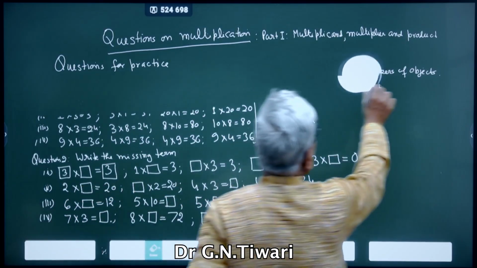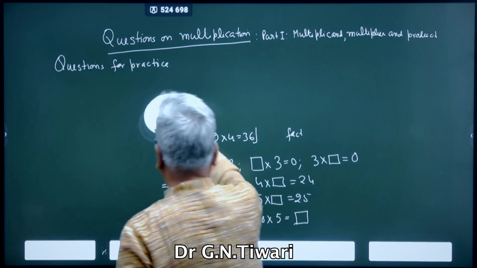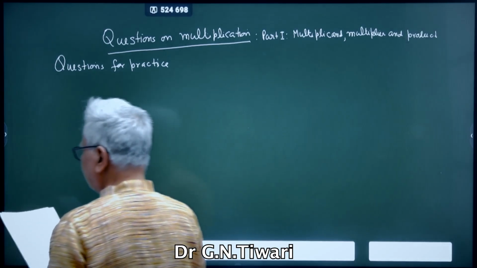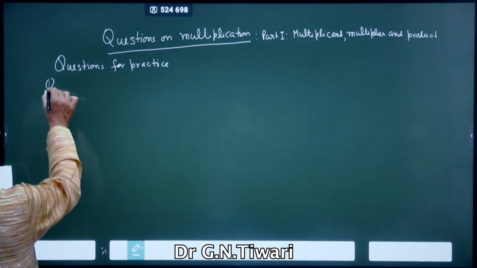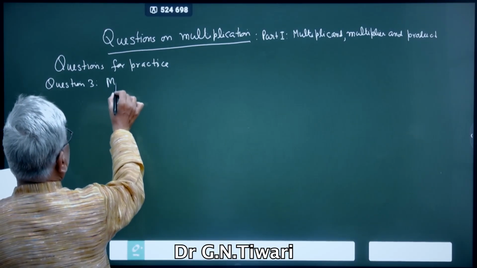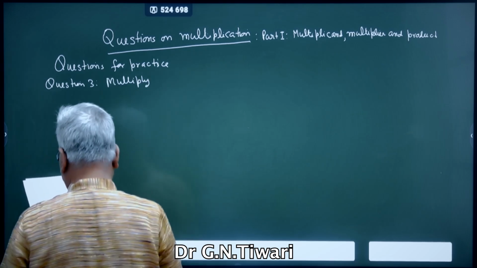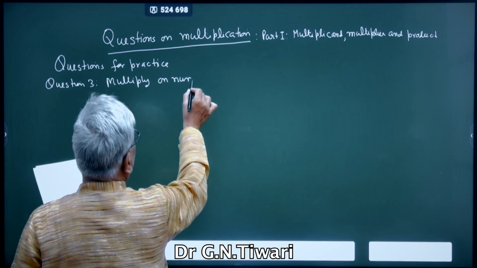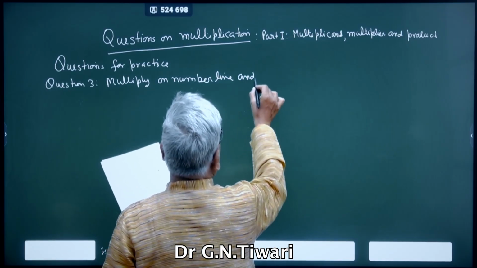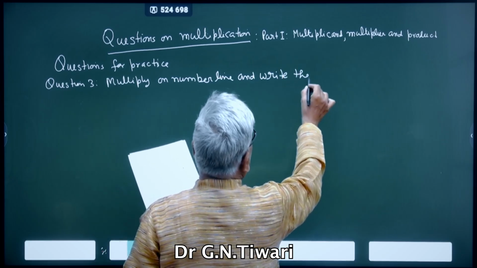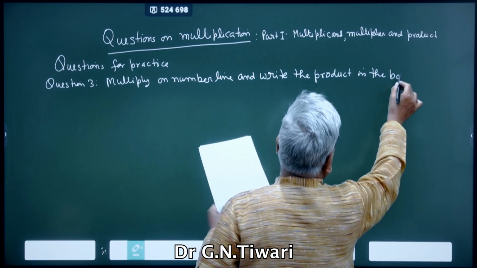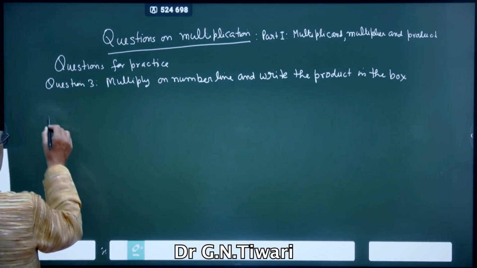Question 3. On number line. Multiply on number line and write the product in the box. I am giving you 3 questions.